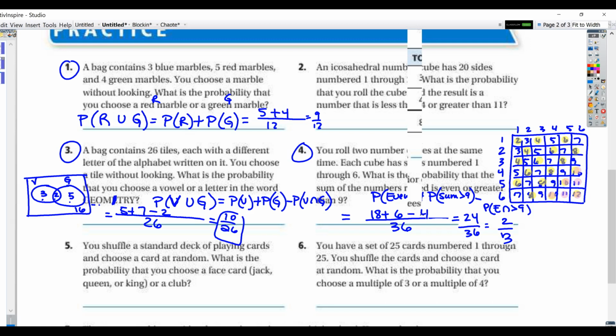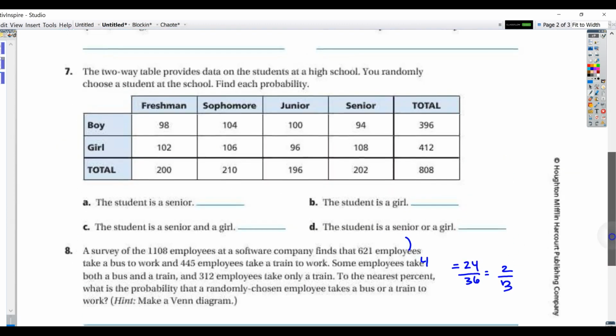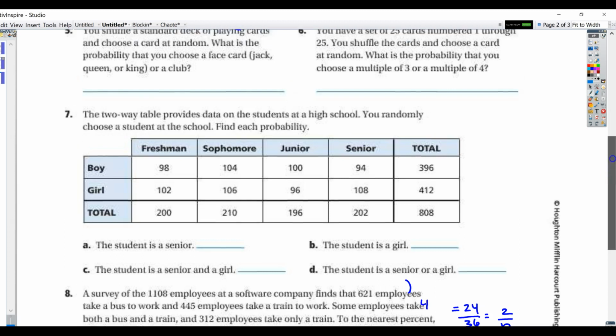Number 7. And I don't know why this writes over this. I don't know what that's doing. Okay, go down to number 7. What is it, 20 over 36? Yeah, not 24. Oh, wait. What did I just do? I'm going to, hold on.